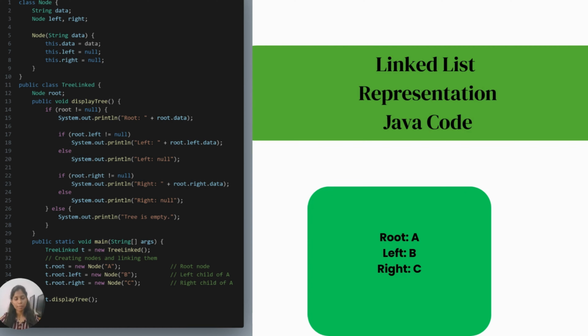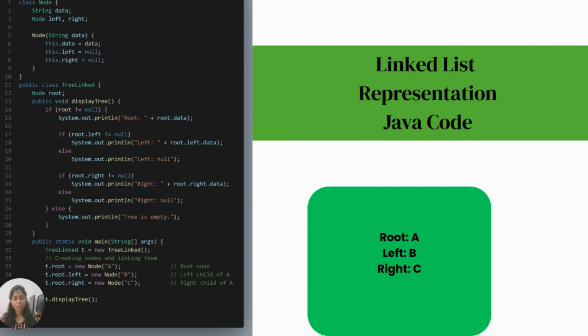Then the method displayTree. This method prints the tree structure. First, it checks if the tree has a root. If yes, it prints the root node, the left child and the right child. If no root is present, it prints tree is empty. Then the main method. This creates a tree object, sets up three nodes, A as root, B as left child of A, C as the right child of A. Finally, it calls displayTree to print the node relationships.